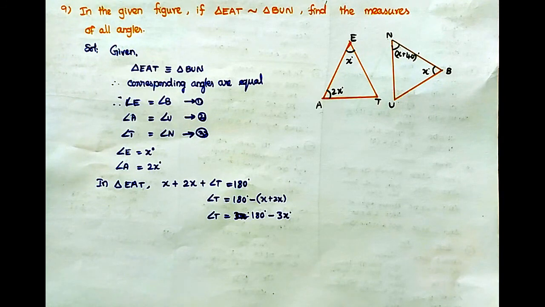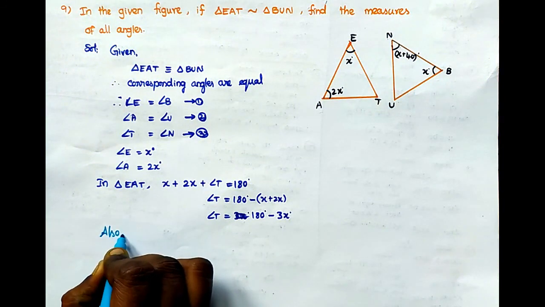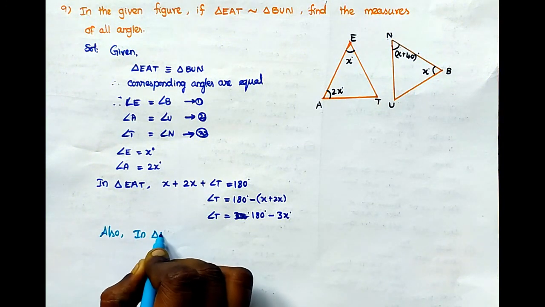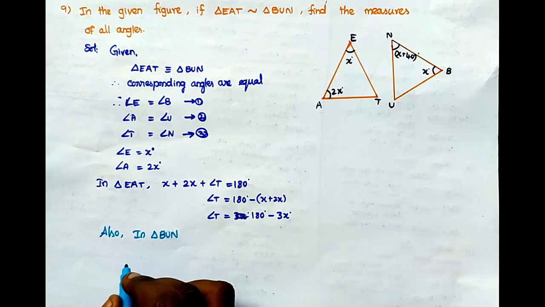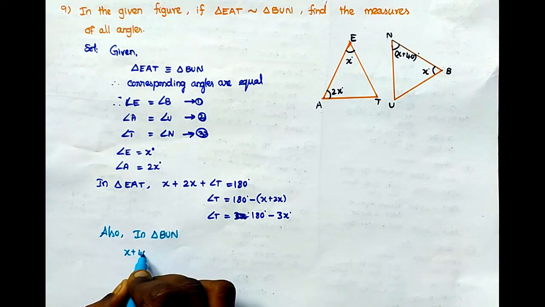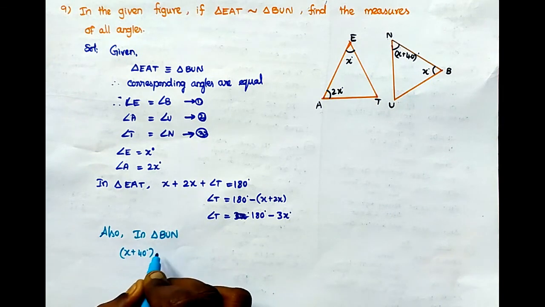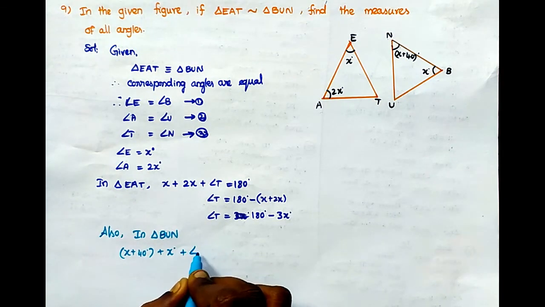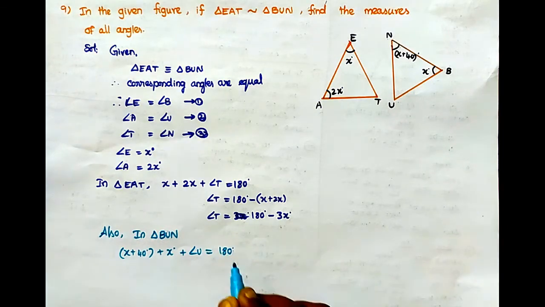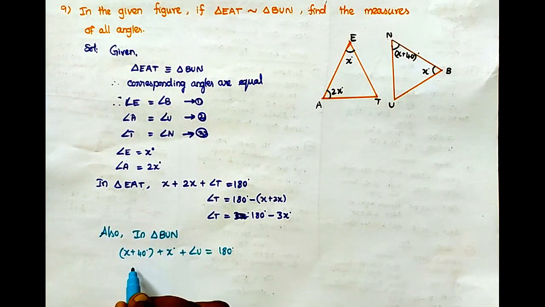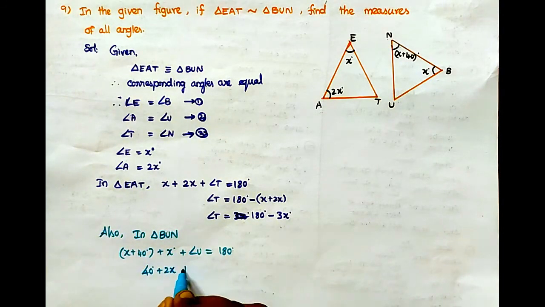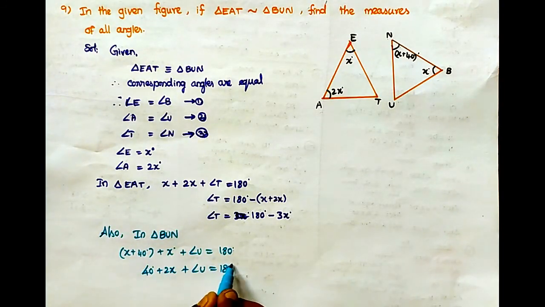Also, in triangle BUN, x plus 40 degree plus x degree plus angle U equal to 180 degree. Here 40 degree plus 2x plus angle U equal to 180 degree. Angle U equal to 180 minus 2x minus 40.